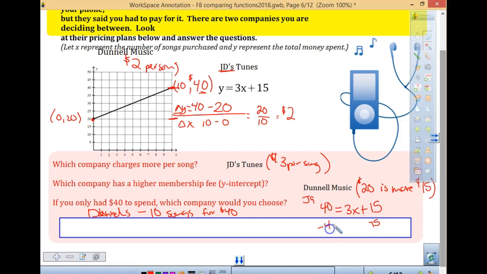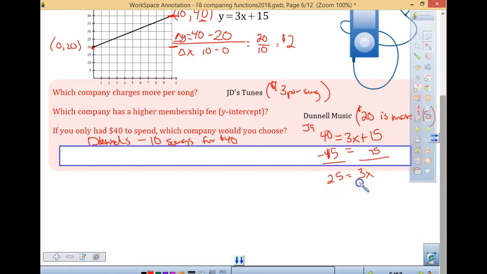So please take 40 minus 15. So we get 3x is equal to 40 minus 15, which gives us 25. Next step is to do what? Okay, divide them both by 3. And in this case, how many songs can we get? 25 divided by 3, x is equal to 8 1/3. So you can really only get 8 songs, right, for $40.